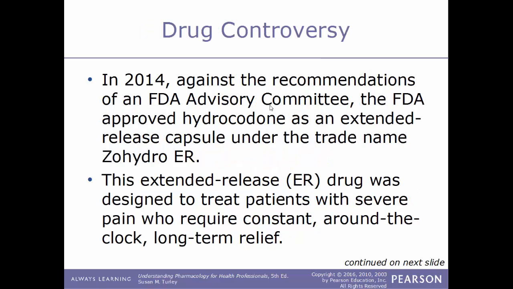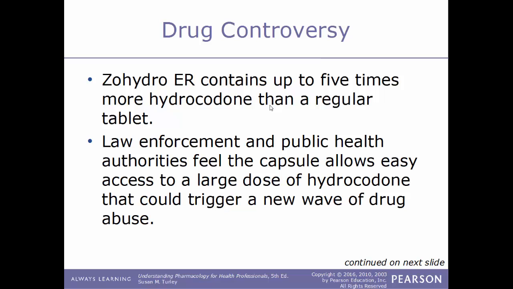In 2014, against the recommendations of the FDA Advisory Committee, the FDA approved hydrocodone as an extended release capsule under the trade name Zohydro-ER. And this extended release drug was designed to treat patients with severe pain who required constant and around-the-clock long-term care. Zohydro-ER contains up to 5 times more hydrocodone than a regular tablet would. So law enforcement and public health authorities feel that the capsule allows easy access to a large dose of hydrocodone that could easily trigger a new wave of drug abuse.